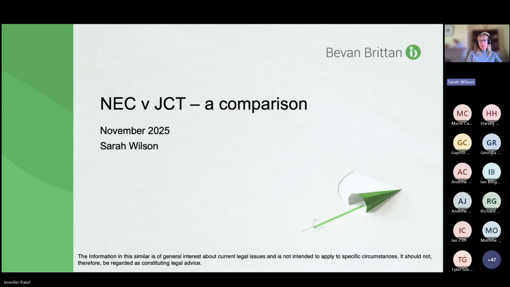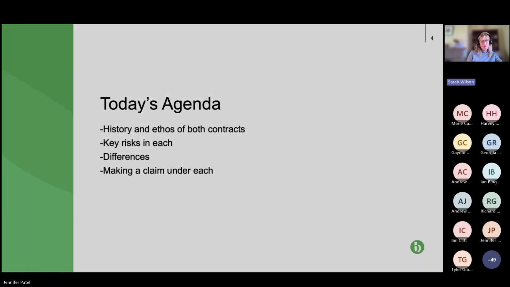So today we're looking at a comparison between NEC and JCT. We're going to be focusing on NEC and what we've learnt so far in the last couple of webinars, building on that and comparing it to JCT. Pretty high level, not on a clause by clause basis. So if we can move on, Jen, probably a couple of slides to the intro.